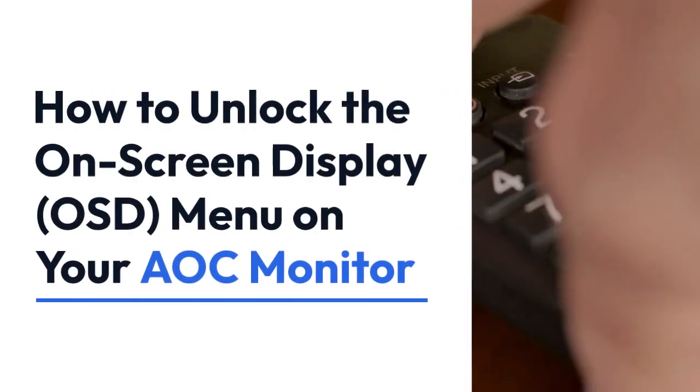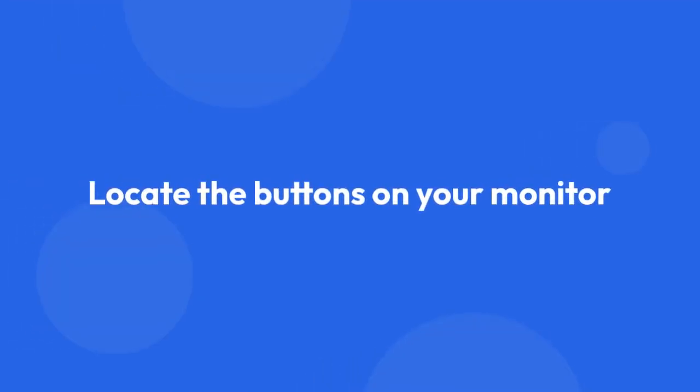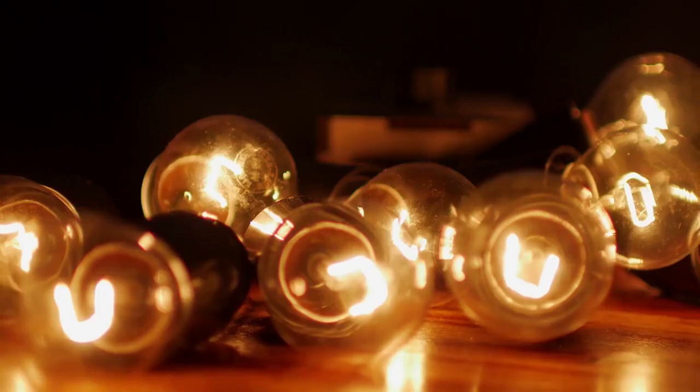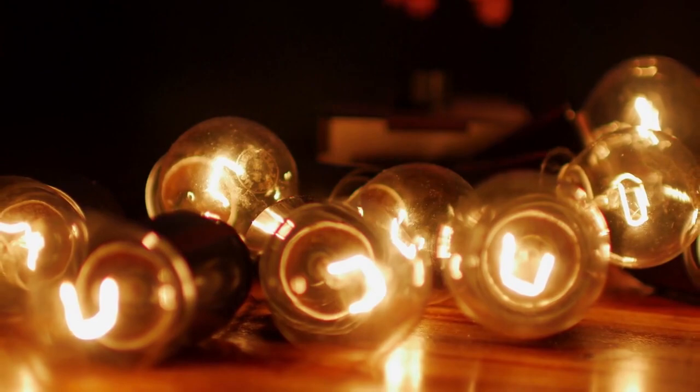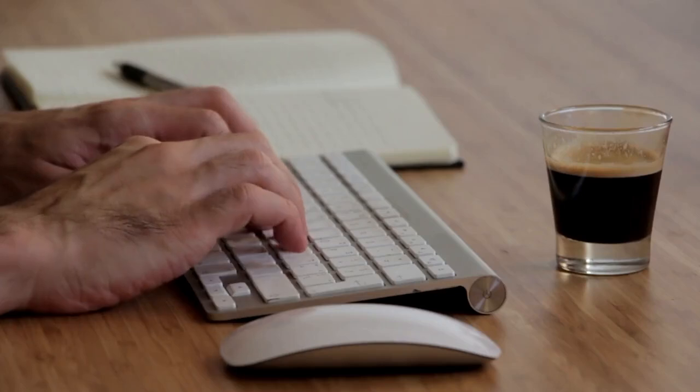We're going to explain how to unlock the on-screen display, OSD menu on your AOC monitor. Many AOC monitors use a similar button layout, but slight variations exist depending on the model. First, locate the buttons on your monitor. These are usually located on the bottom bezel, either on the right or left side or sometimes underneath. They're often small and unassuming.